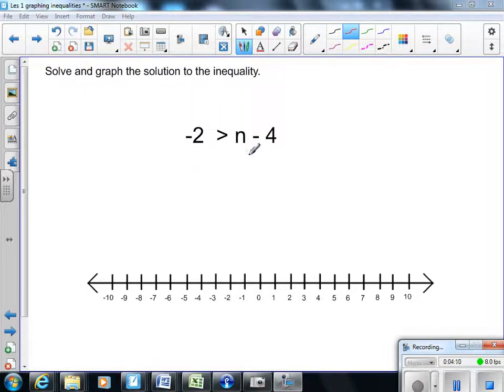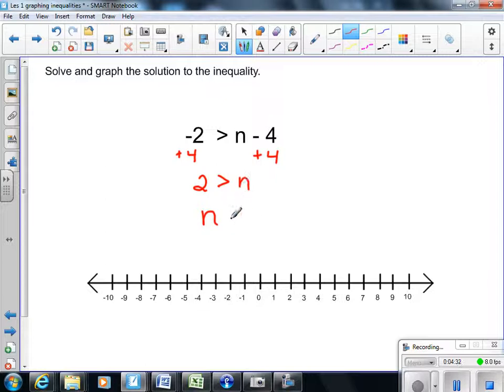All right, when you solve this one, I asked myself, what's being done to n? Well, it's being subtracted by 4, so we're going to add 4 to both sides. And I end up with 2 is greater than n. Now, in order to graph it, remember what I always tell you. You want to have your variable first. So we're going to rewrite this as n.